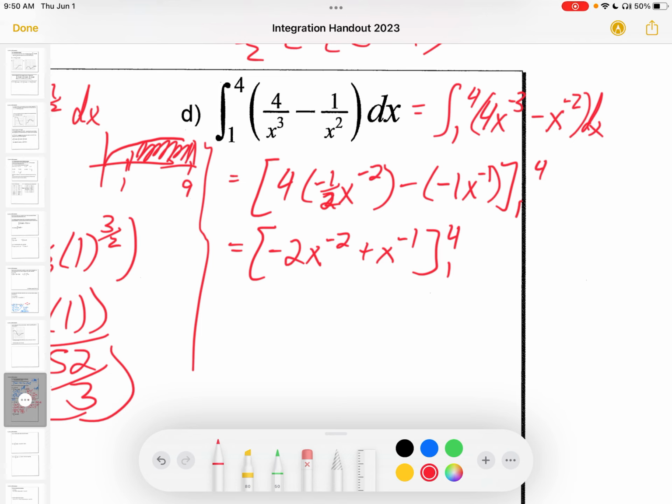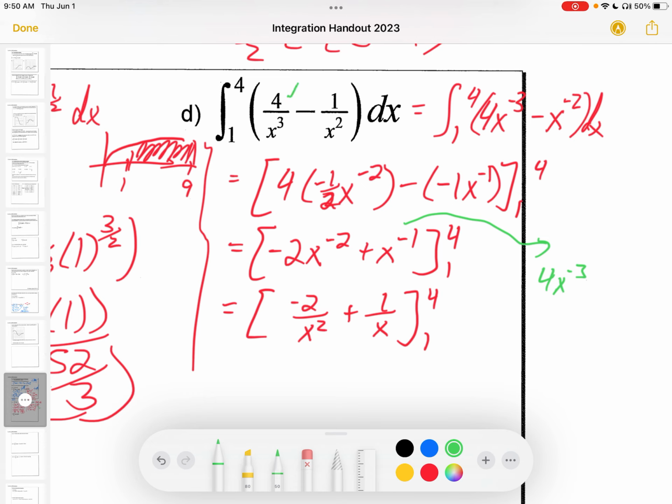You can use it from that form. Works great. If you feel like you don't like it like this, then write it as -2 over x squared, and then plus 1 over x. And we certainly can check that this differentiates us back to the original function. So it would be positive 4x to the minus 3. Yep, that's good. And the other one would give us negative x to the minus 2. Yep, that's good. So we're finally in a position here where we can actually sub in and see what happens.